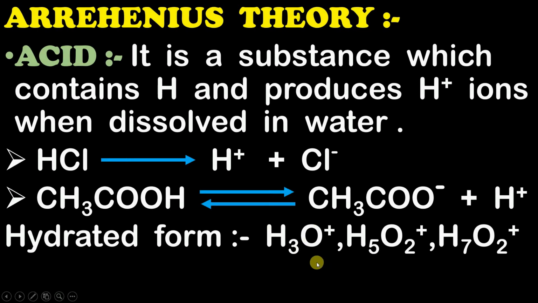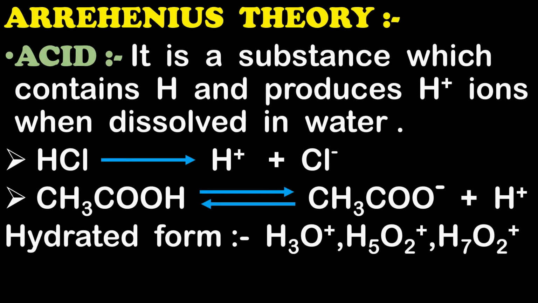So if you add H2O to this H3O plus, you are going to get H5O2 plus. Similarly, if you add another water molecule to this H5O2 plus, then you are going to get H7O2 plus. So these are just the hydrated forms of H plus ions. H plus ions are not going to be present in water as H plus ions, but instead they will be present in the hydrated form.